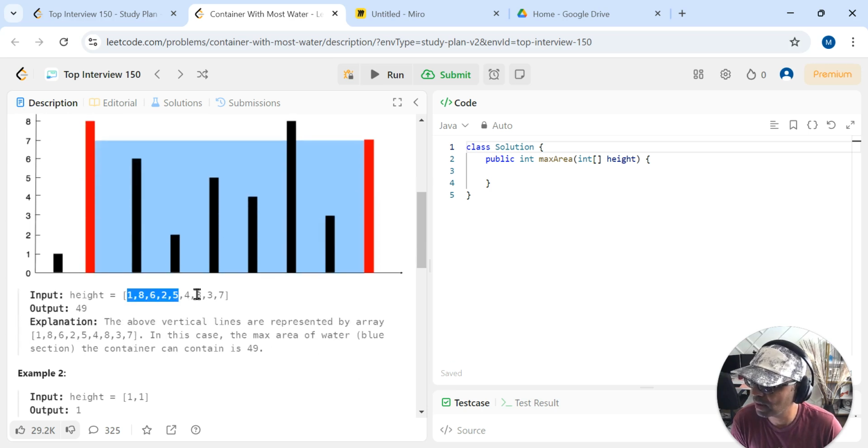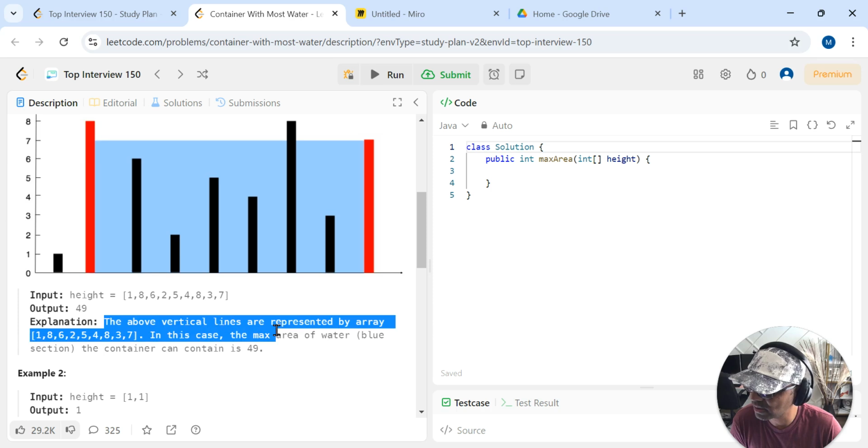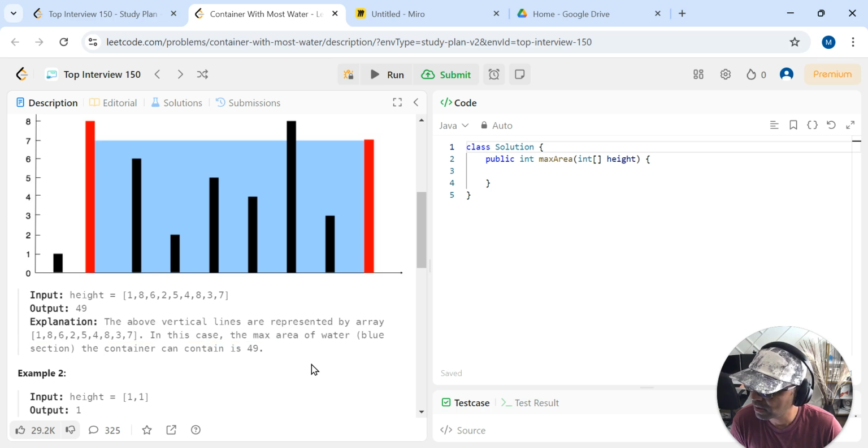So let's take this example. We're given a height array where each element indicates the height of some bar. That much I understood. For example, height 1 means there's a bar of height 1, 8 means there's a bar of height 8, and so on. And then we form some containers. I think they are saying the above picture is represented by the array. Yes, we understood that. In this case, the max area of water is the container.